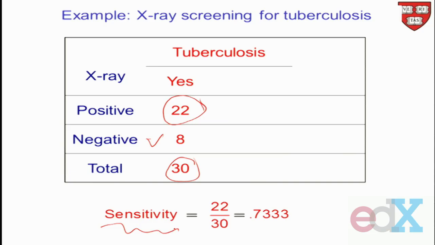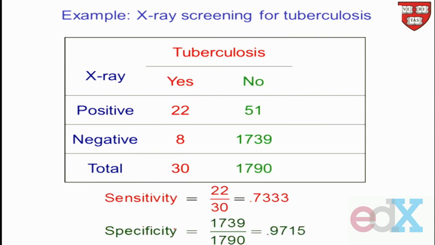So now, what about the other people? What about the people without tuberculosis? What happens when we test such people? And so what we do is take a look at a sample of such people. And here what they did is they chose 1,790 people, took their X-rays, and found that 1,739 of them tested negative, as they should.